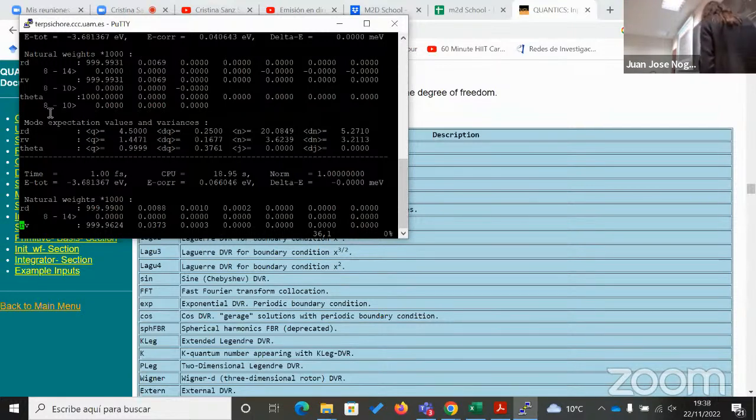This is 1.4 atomic units. So our initial wave packet is well done, okay? So the expectation value is 1.4. That's good, okay? And the theta is set to 1 at the beginning, okay?